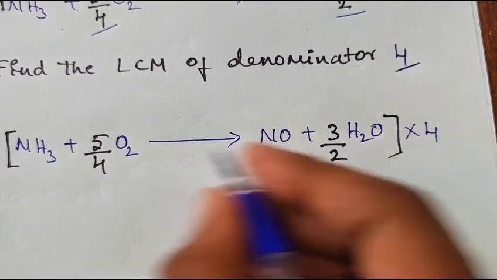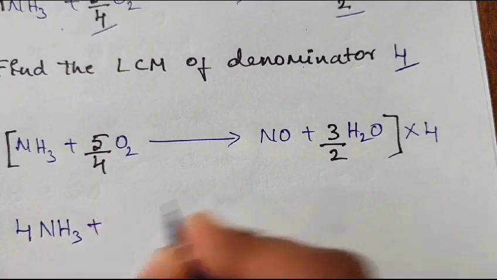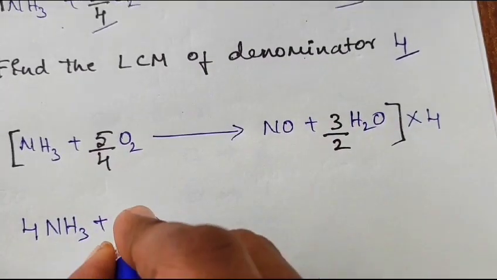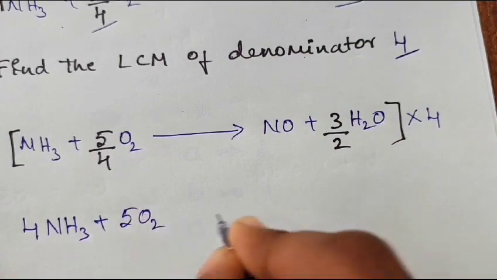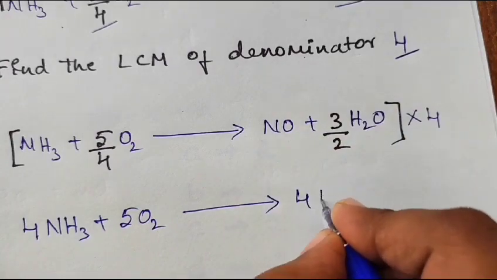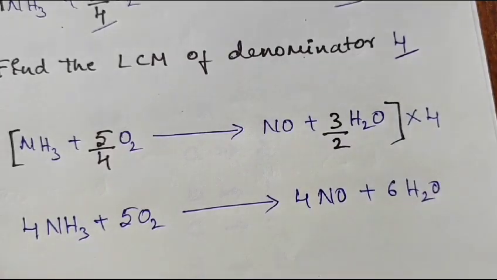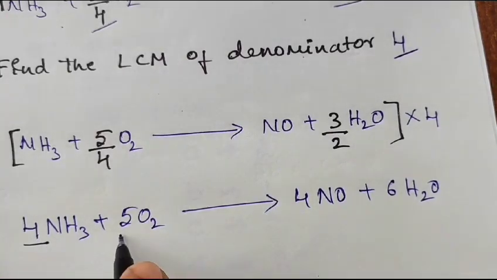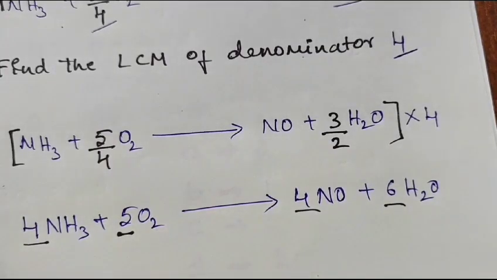Here 4 cross NH3, that is 4NH3, plus 4 cross 5 by 4 of oxygen, the 4s cancel, so it is 5 oxygen, to form 4NO, plus 6 H2O. If you multiply the whole equation by the LCM of the denominator, we get the balanced chemical equation without any fractions, that is 4NH3 plus 5O2 gives 4NO and 6H2O. This is about the ABCD method to balance a chemical equation.